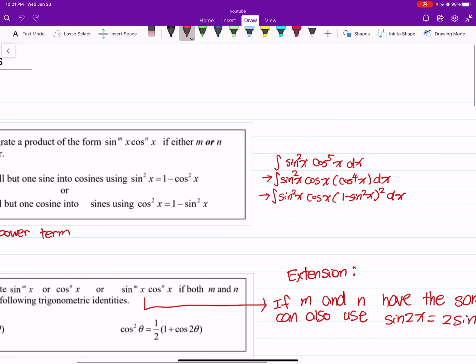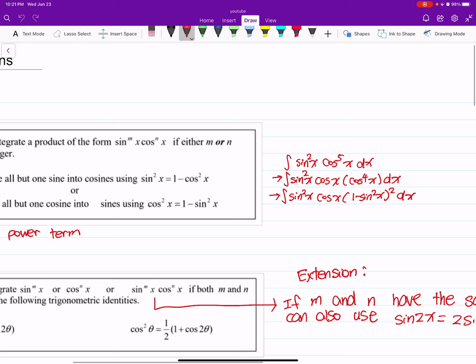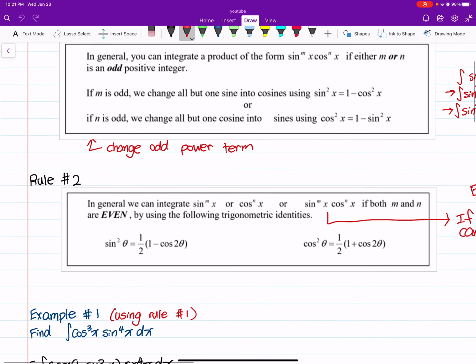So let me show you what I mean by that. So the integral of sine square x times cos to the power of 5x dx, we can clearly see that cos x is the term that is to the odd power. So we must change cos to the power of 5x into cos x times cos to the power of 4x. And for cos to the power of 4x, we need to write it as bracket 1 minus sine square x bracket squared. So moving on to rule number 2.